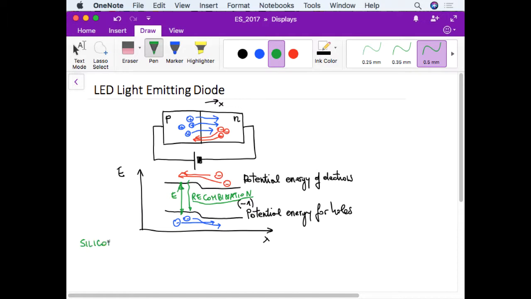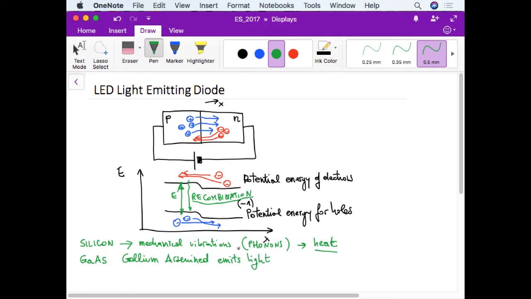So, in the case of silicon, we have mechanical vibrations, which are called phonons, and basically are just heat. But for other semiconductor materials, we have light. For example, in the case of gallium arsenide, Ga is the symbol for gallium, and As is the symbol for arsenic. The material is called gallium arsenide in English, or arsenico di Gallio in Italiano. Gallium arsenide emits light. At what energy? At the energy of this potential energy difference.